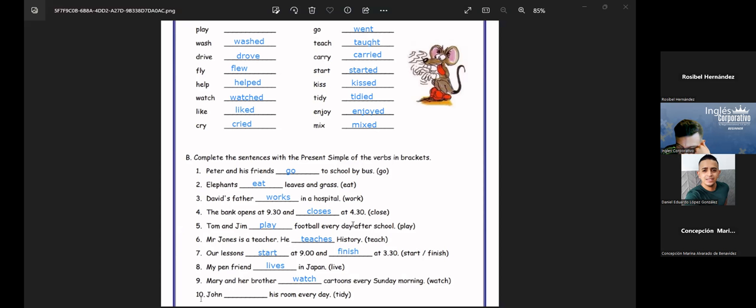Son TD. Sí, ¿verdad? TDS. La última, la 10. TDS es porque es tercera persona. Sí, sí, sí.